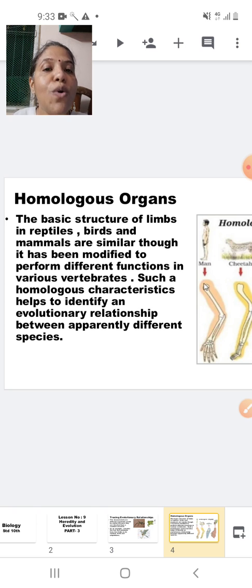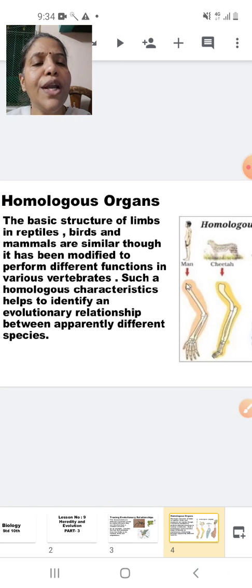Such homologous characteristics, these are the organs which are called homologous organs. Such homologous characteristics help us to identify an evolutionary relationship between apparently different species. So homologous organs say that we have a common ancestor and our basic plan of the limb is the same, but it shows some difference because we are adapted to different environments. Okay, so that is homologous organ.